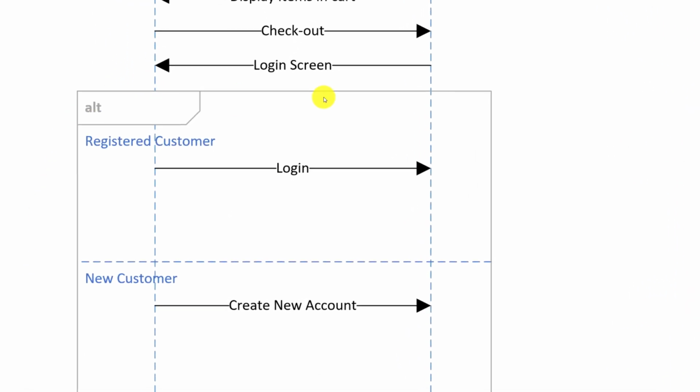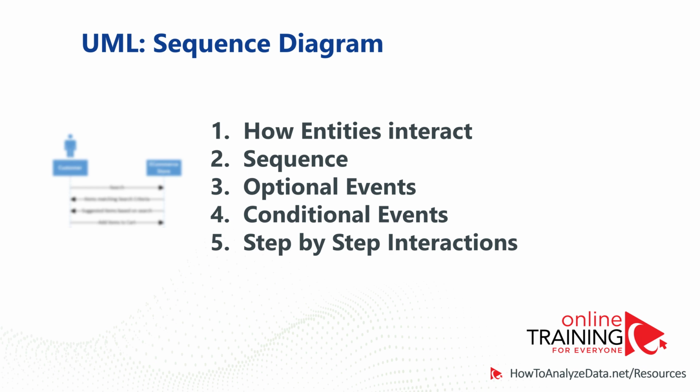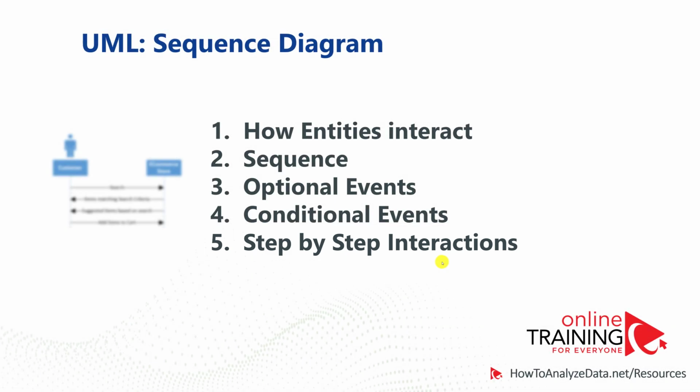An example of conditional interaction is shown in this frame. When a customer needs to check out, they need to have an account in the system. If they're a new customer, they can create an account, but if they are an existing customer, they need to log in. The biggest power of a sequence diagram is that it shows step-by-step interactions and focuses on the order of interactions and shows them visually.